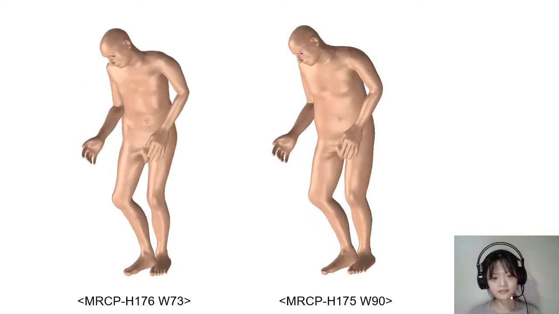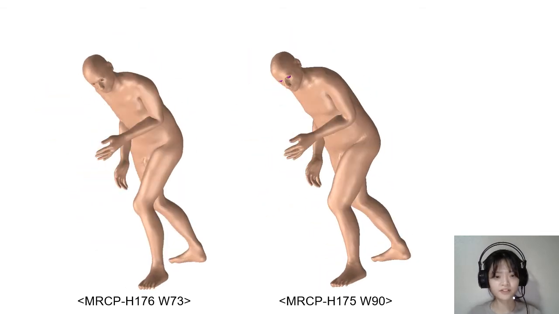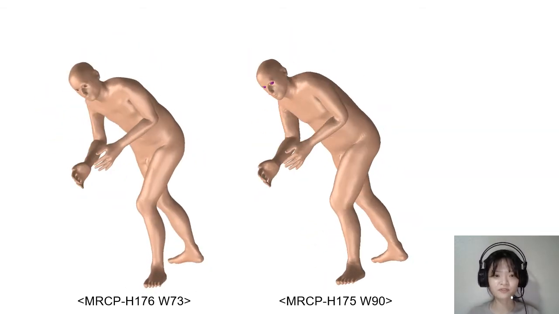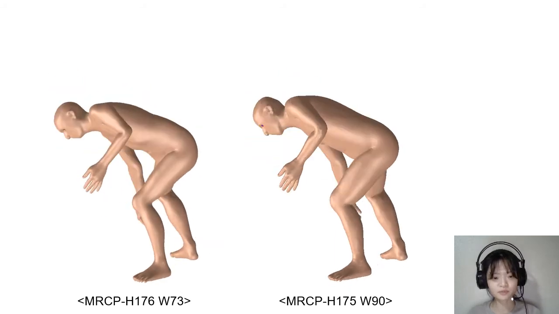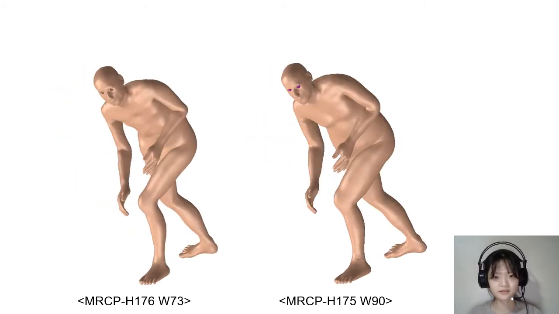So, as I showed in this slide, the phantom animation can be easily applied for different phantoms with very simple pre-processing.